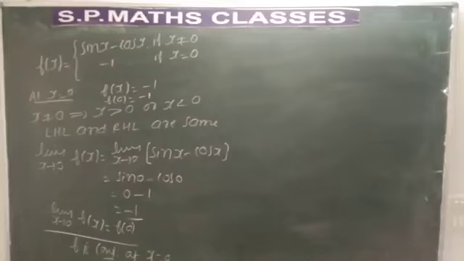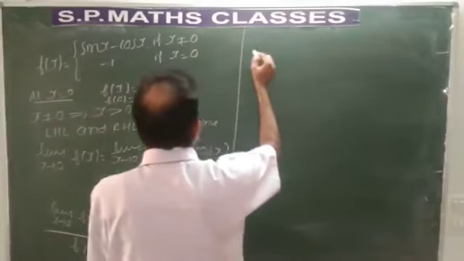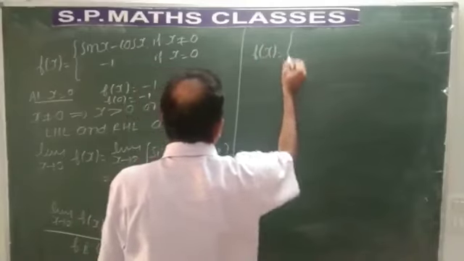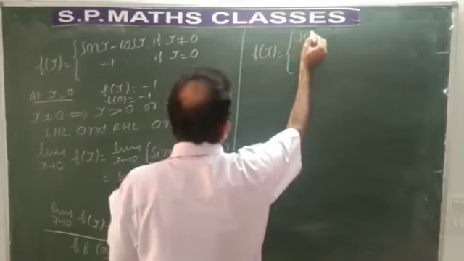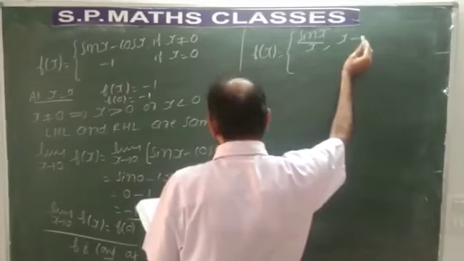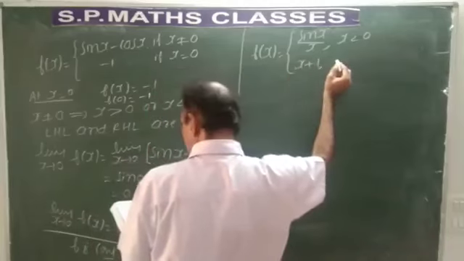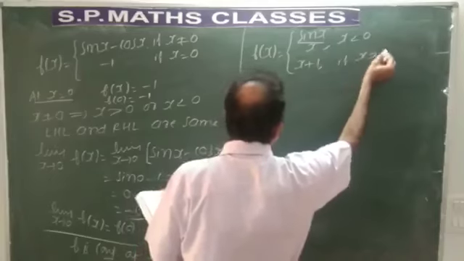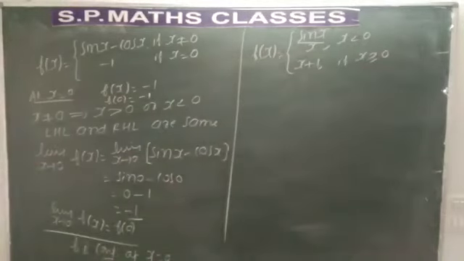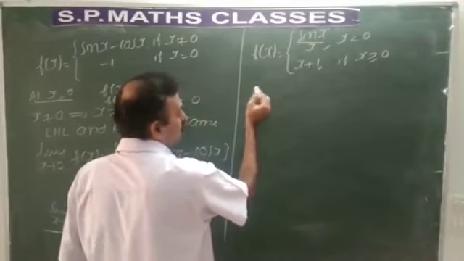Next problem we need to consider. It is given, discuss the continuity or find all the points of discontinuity of the function. F of x is equal to sin x divided by x for x less than 0, and it is given x plus 1 if x is greater than or equal to 0. We need to test the points of discontinuity of this function. Very simple. See, it can be easily solved like this.